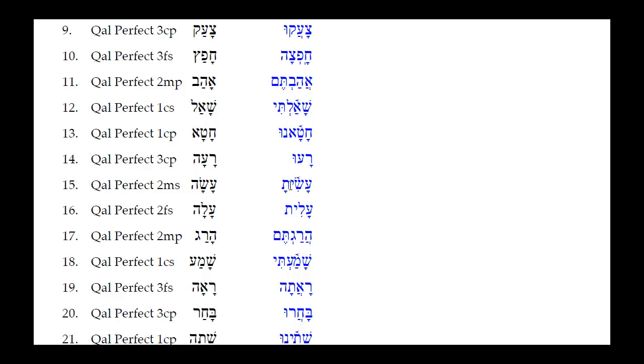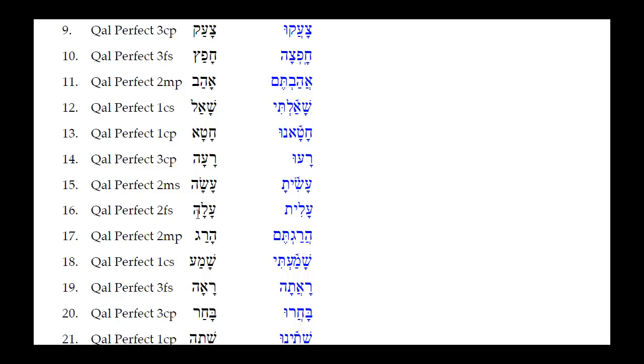So that's the key to it. The hey drops out and the hireq yod takes its place. That's how you know this is a third hey verb. Number 16, we have the qal perfect second feminine singular from ala.